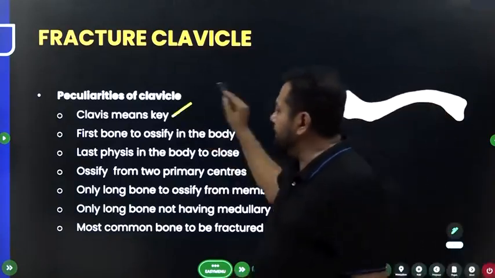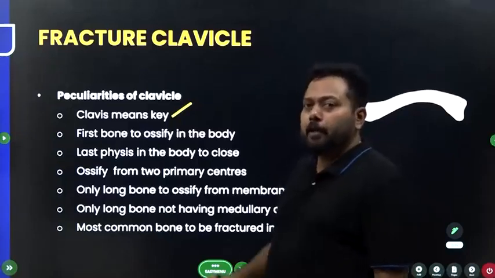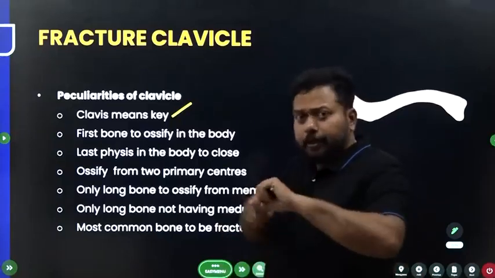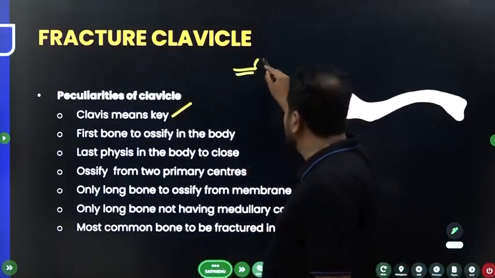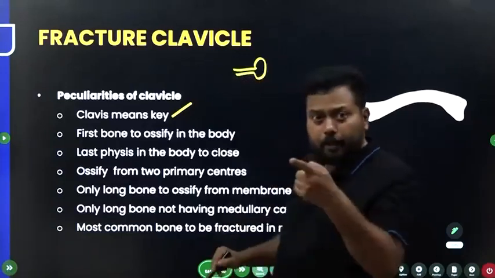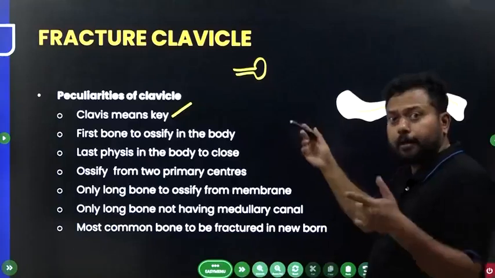Okay, clavis means key. Clavicle is derived from clavicula, which means key. Okay, key means, don't think lock and key. Lock and key will be looking like this. Yes or no? This is how a key looks. But you see, this is an S-shaped bone. This doesn't look like a lock and key.